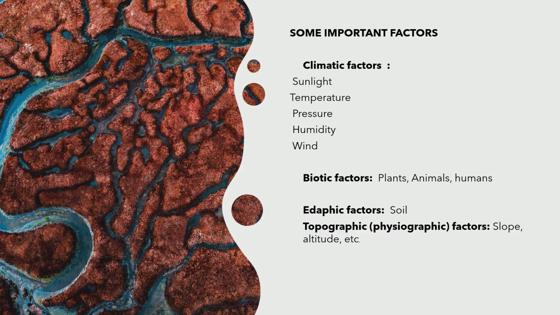In another way, we can classify environment by its important factors. Climatic factors include sunlight, temperature, pressure, humidity, wind. Biotic factors are plants, animals, human. Edaphic factor means soil, and physiographic factors mean slope, altitude, etc. So this is another way we can classify an environment.